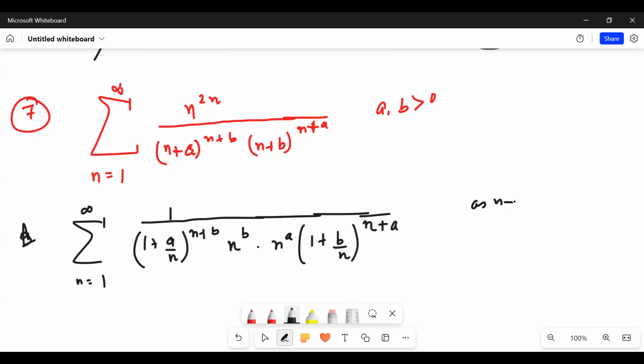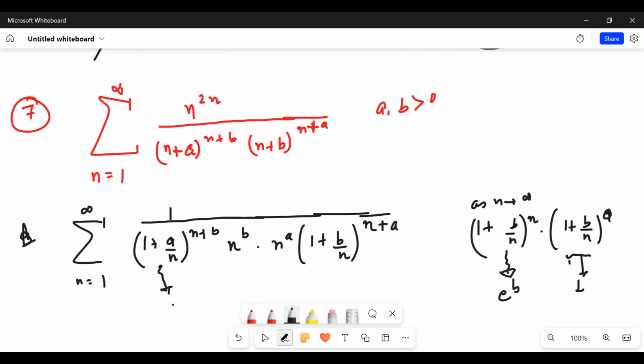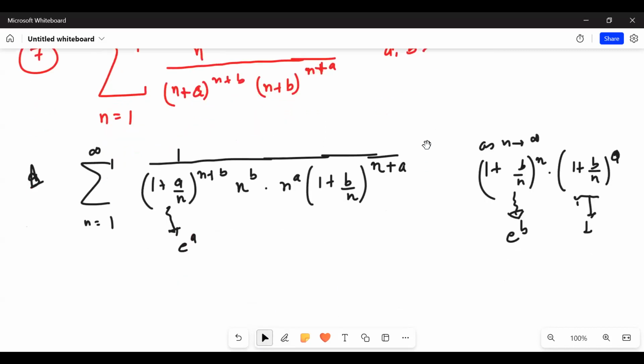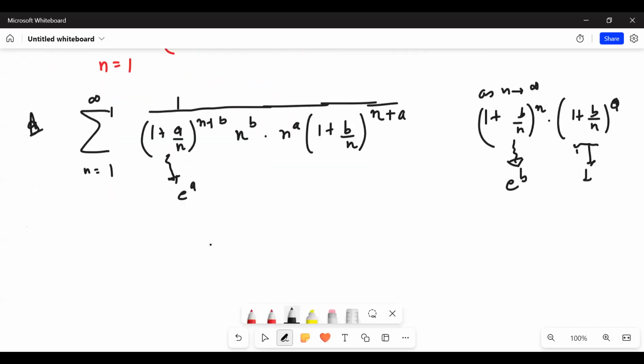Now as n tends to infinity, 1 plus b upon n raised to power n into 1 plus b upon n raised to power a. This will certainly go to 1 because as n tends to infinity, this is going to 0: 1 plus something tending to 0 raised to a finite power is 1. However, this will go towards e raised to power b. And similarly, in the limiting case, this will go towards e raised to power a. So I'll compare this given thing by this thing: n upon 2 raised to power n upon n plus a raised to power b times n plus b raised to power n plus a, sorry.